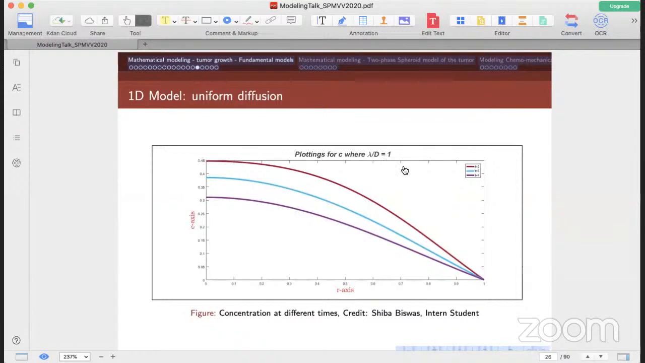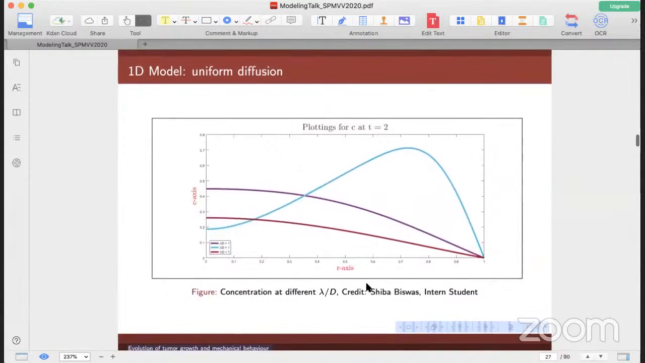So if lambda by d is 1, that means both diffusion and proliferation are of the same order, then what will happen with time? After some time, the death takes place and the population reduces. So at t equal to 4, the population is reducing. If you take t equal to 10, the population goes down further.